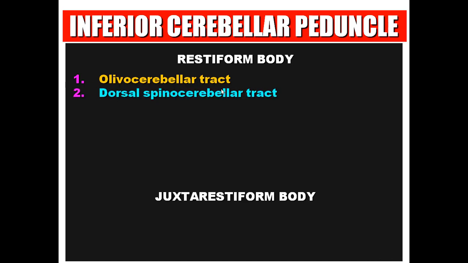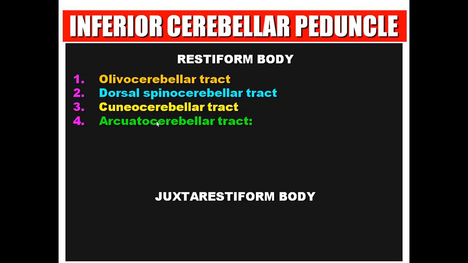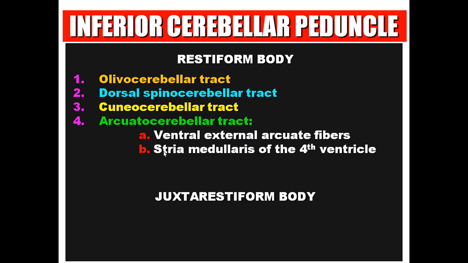Second one, dorsal spinocerebellar tract from Clark's nucleus. It carries proprioceptive information from the trunk and the lower limb. Cuneocerebellar tract from the accessory cuneate nucleus to the cerebellum. It carries proprioceptive information from the upper limb to the cerebellum. Arcuatocerebellar fibers of two types, ventral external arcuate fibers and the stria medullaris of the fourth ventricle. These fibers convey information from the cerebral cortex to the cerebellum, similar to the pontocerebellar fibers.